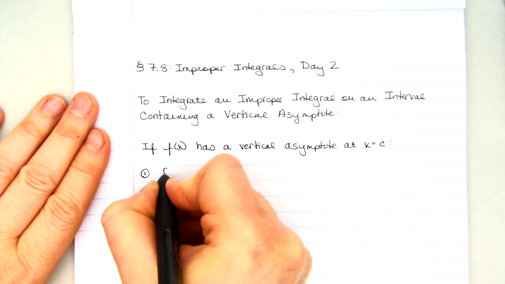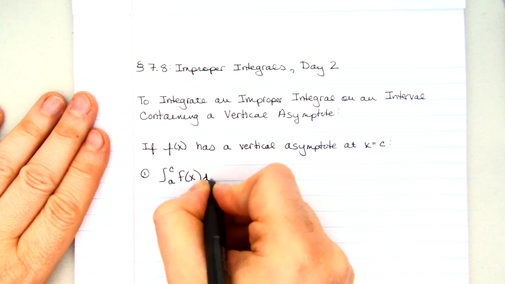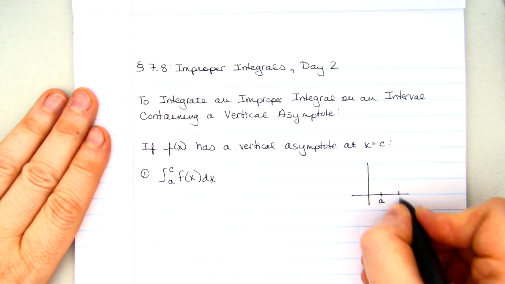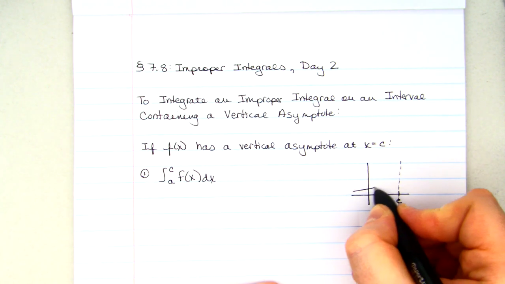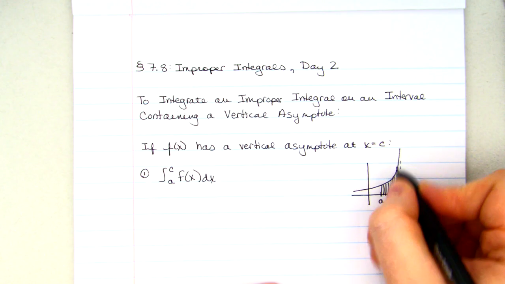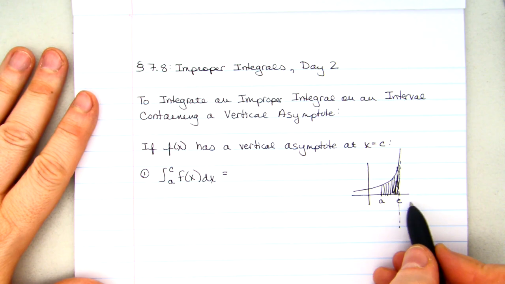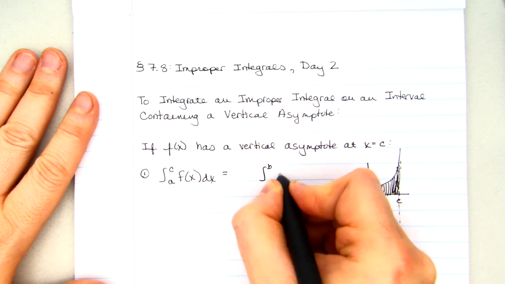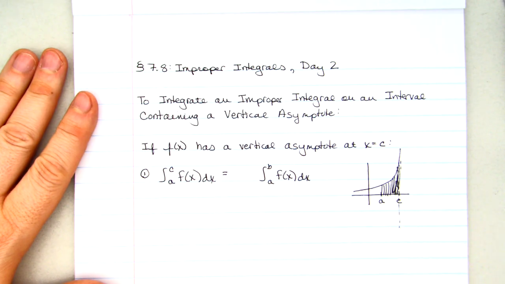First case, if I want to do the integral from a to c, if I want to integrate up to that vertical asymptote. So this would look something like this. I've got a, I've got c, and I'm going to put a vertical asymptote at x equals c. I've got some function getting close to that vertical asymptote, and I want to try, if possible, to find this area over there. Well, instead of integrating right up to the vertical asymptote, because I can't really handle that, instead, I want to do the integral from a to b of f of x. And I want b to get really close to this vertical asymptote.